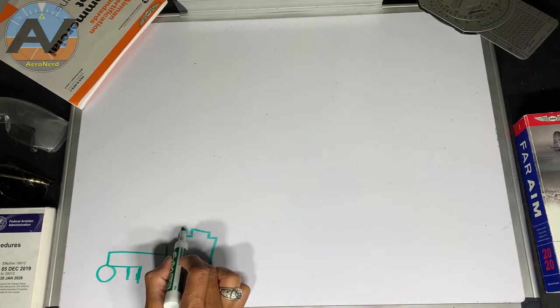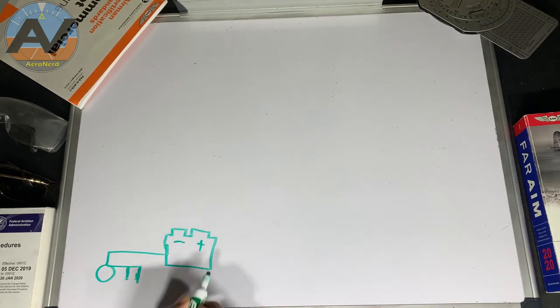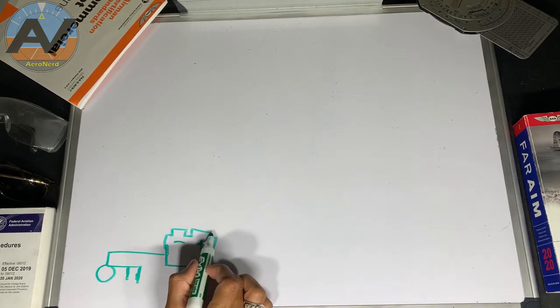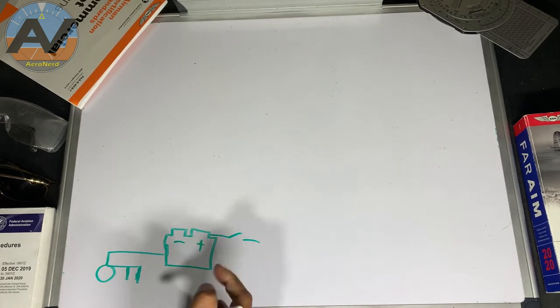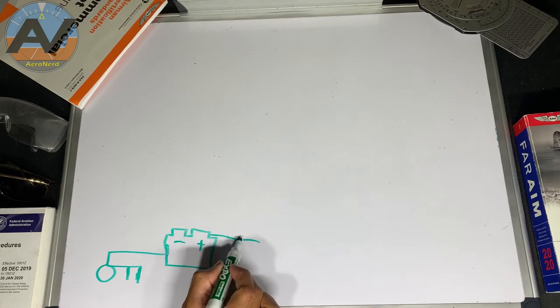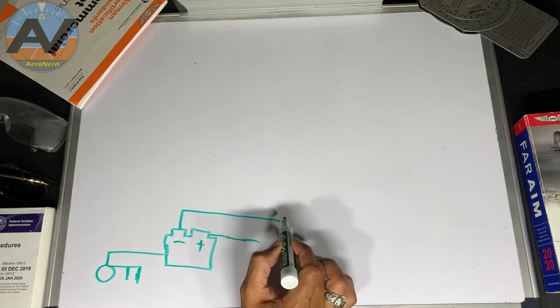Oh my god, this is a horrible battery, but anyway, you get the point. This end of the battery is connected to a circuit. When you turn the key to that battery, it closes the circuit, and this actually goes to a starter motor.